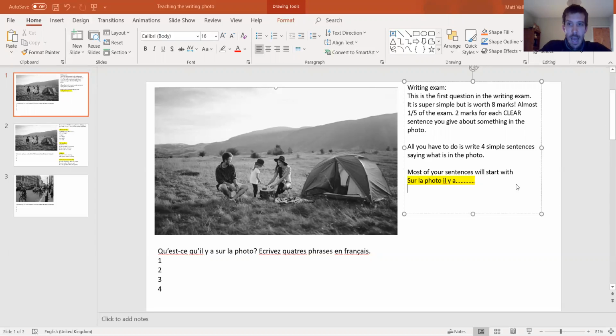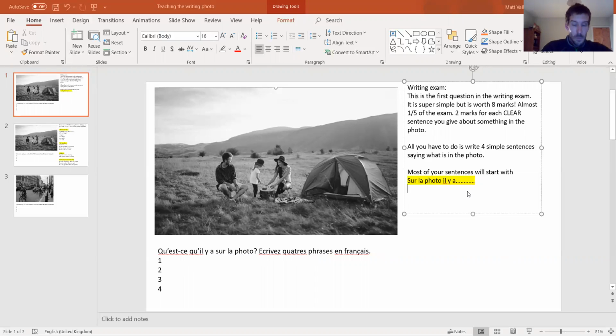So the best thing to start with, and it'll always say, see this just down here, it says qu'est-ce qu'il y a sur la photo, écrivez 4 phrases en français, and it will say that on your writing exam. And so actually you can borrow a bit of this to form your answer. And notice what I've written in yellow here, sur la photo il y a. So all I've done is I've taken sur la photo, in the photo, or as they say in French, on the photo, and then il y a, there is.